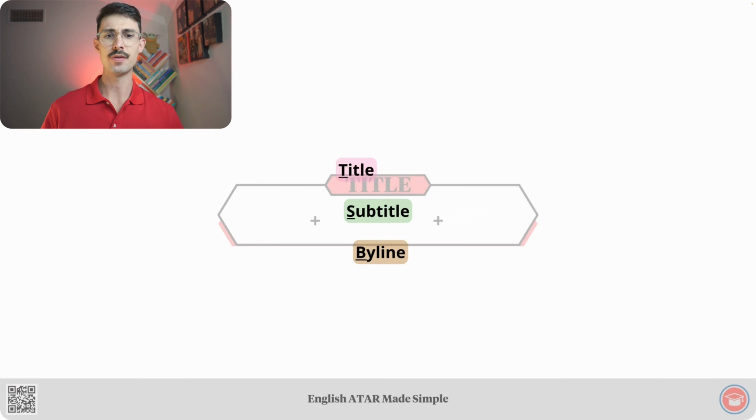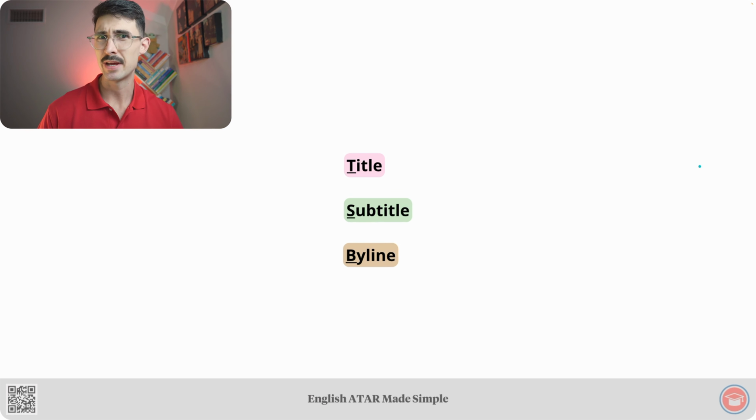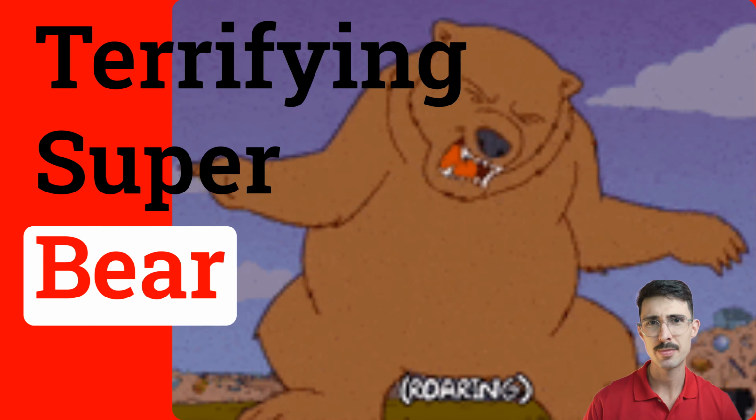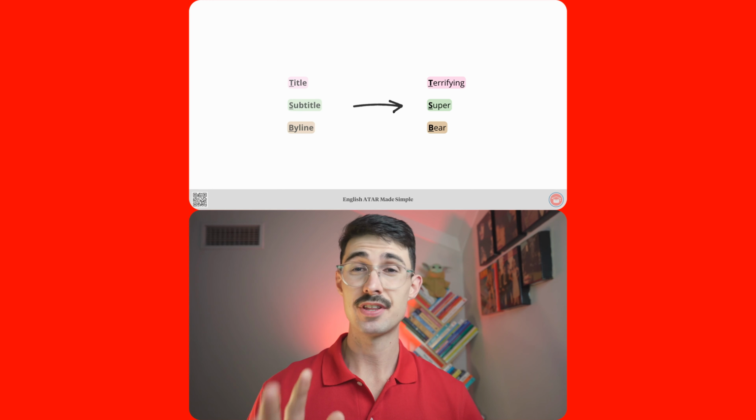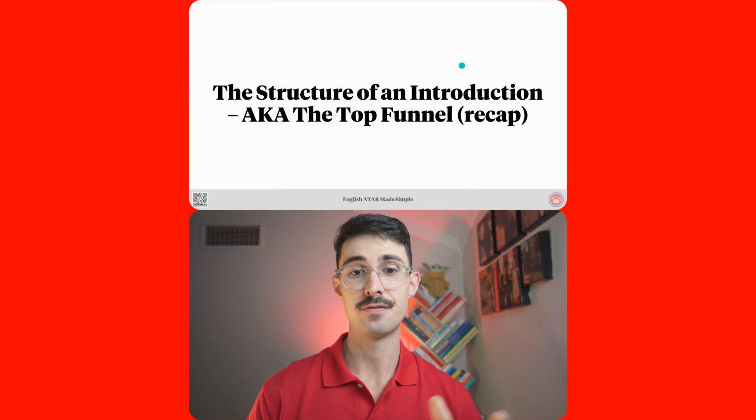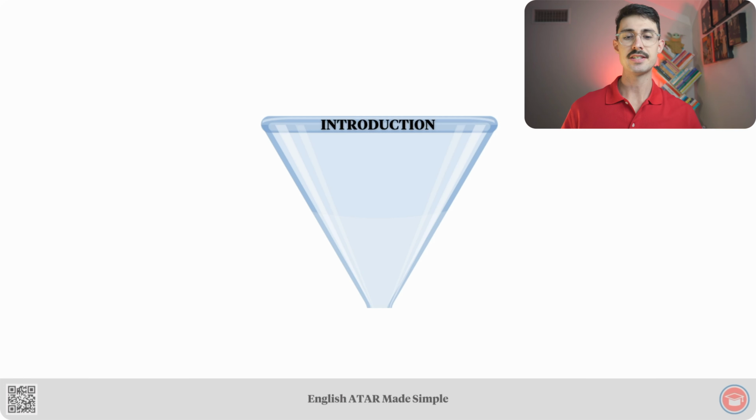An acronym for these three elements is TSB, but that doesn't really have much flavor, much character. So let's use terrifying super bear instead. That's our recap for the title. Let's do the same thing for the structure of the introduction. This is what the bear top funnel looks like, and this is what she looks like with the elements.